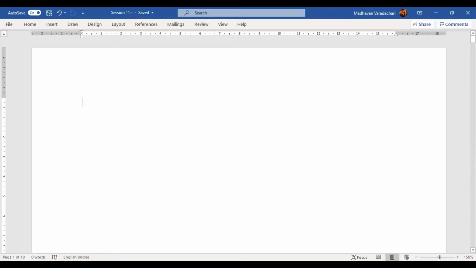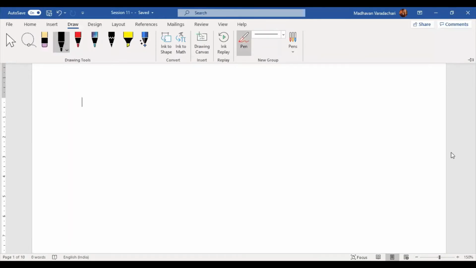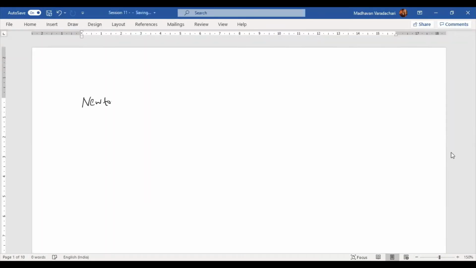Hello everyone. In this session, we will discuss some more methods in interpolation. Now let us go into the session. So in this, we'll start with Newton's Gregory forward interpolation.